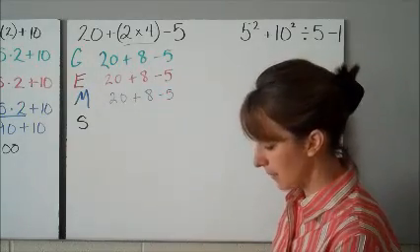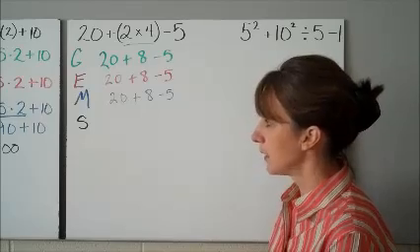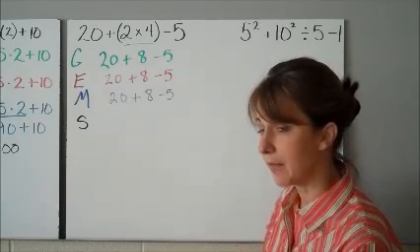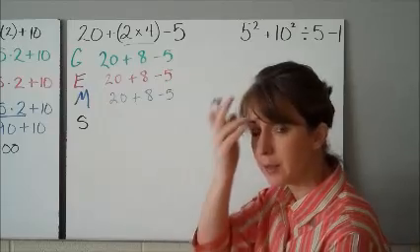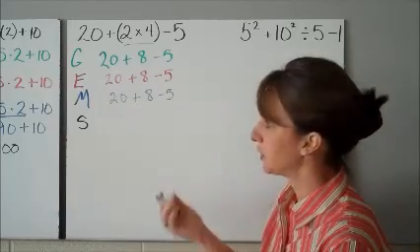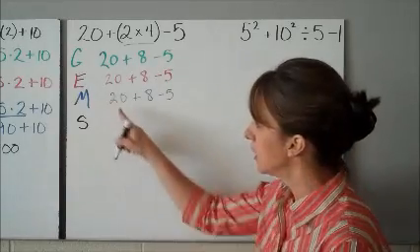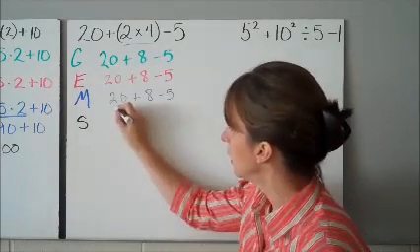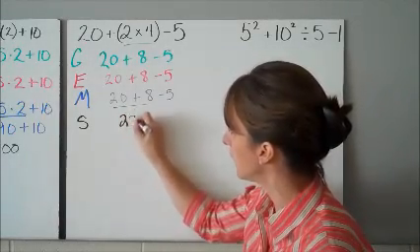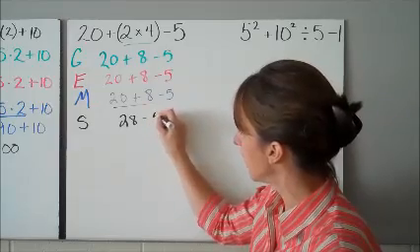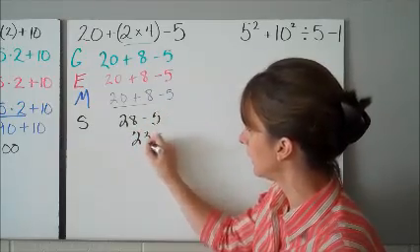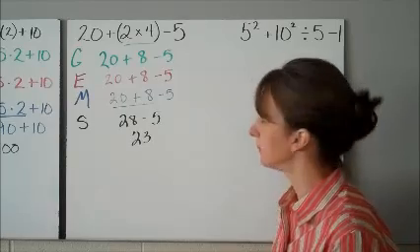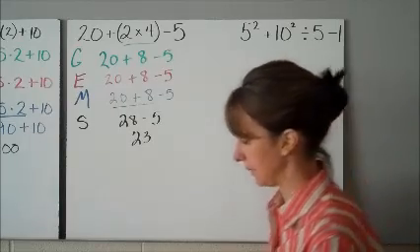And then finally, we're at the subtraction addition. And we remember that addition and subtraction go together. Sometimes you subtract first, sometimes you add first. It just depends on which comes first. 20 plus 8 comes before 8 minus 5. 20 plus 8 is 28. 28 minus 5 is 23. And we've evaluated that expression. Let's try it again.